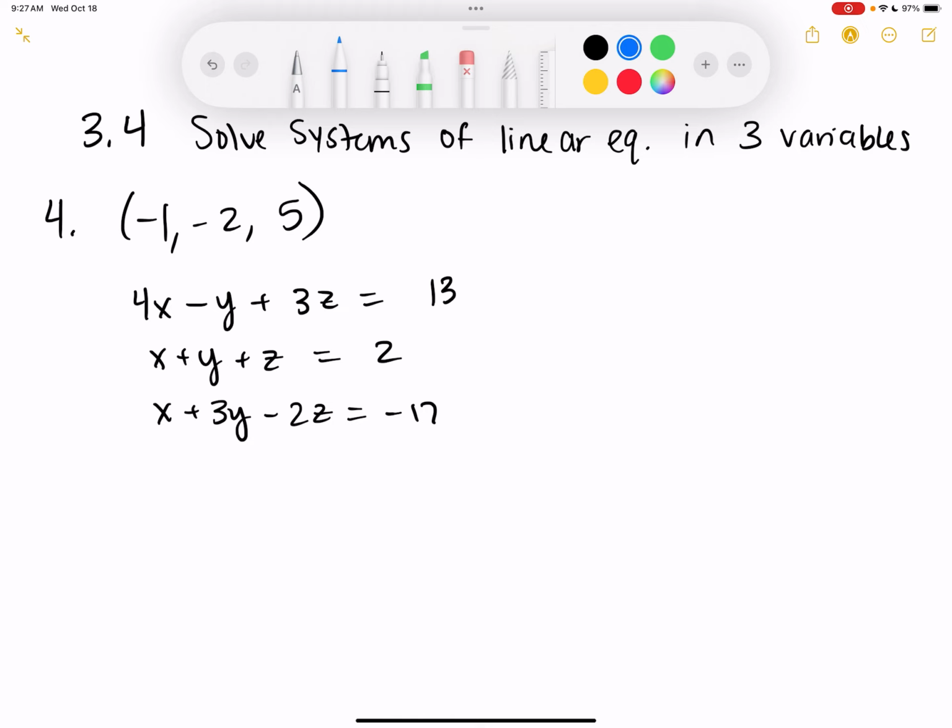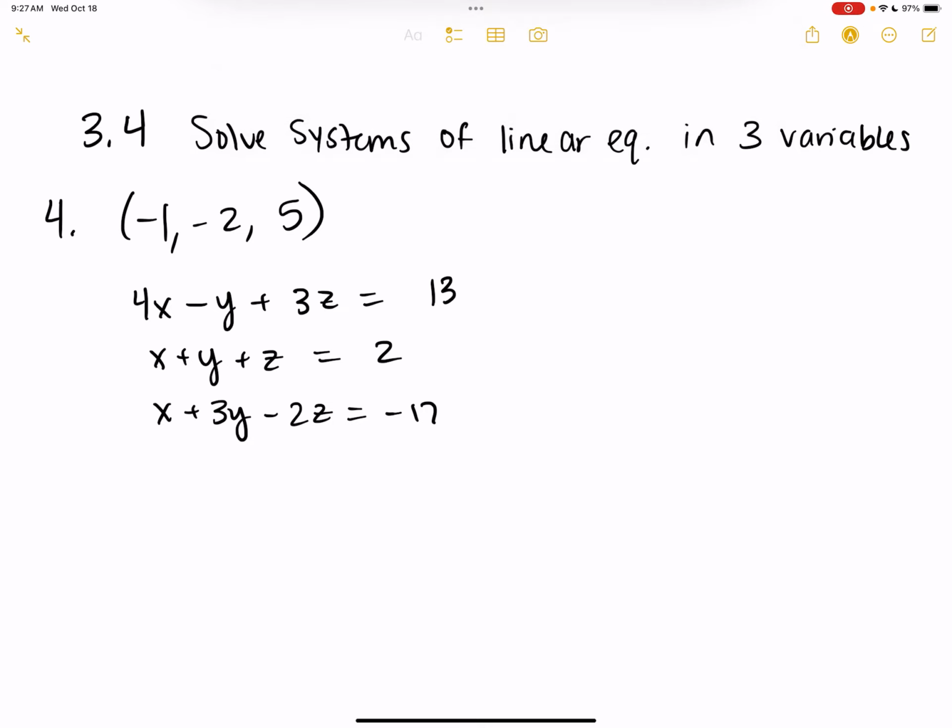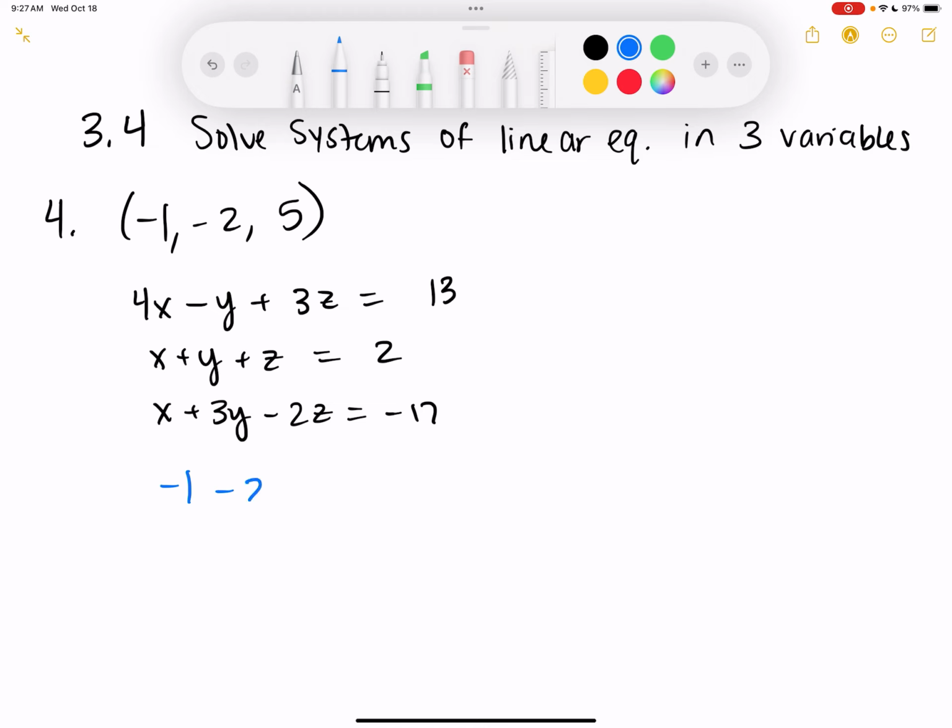So I'm going to pick the easier one, the one in the middle. So -1 minus 2 plus 5 equals 2. -3 plus 5 is 2, so 2 equals 2, so that one works.